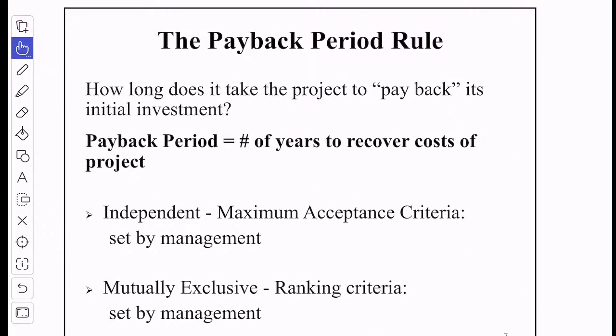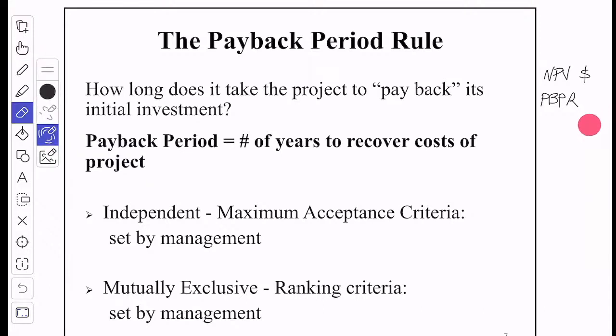Now this is a new type of rule you might not have heard of. It's known as the payback period rule, whereas NPV uses dollars to evaluate. The payback period rule uses number of years. So payback period rule uses years or periods. I'll just write years. Or time. Let's write time. That's more general. So it focuses on time.